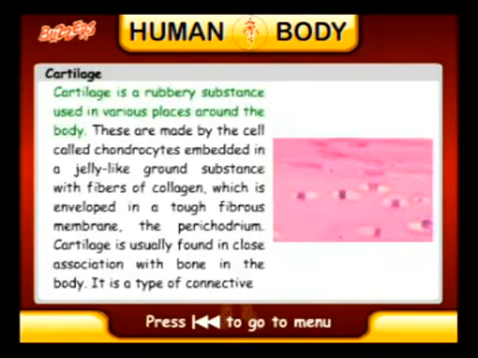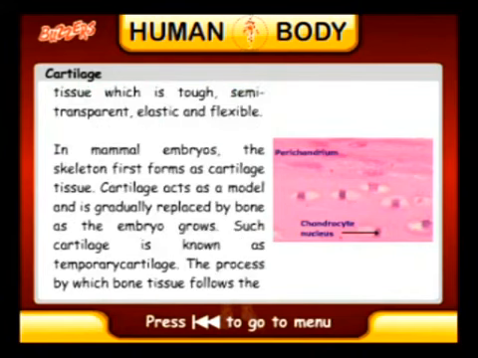Cartilage. Cartilage is a rubbery substance used in various places around the body. These are made by the cell called chondrocytes, embedded in a jelly-like ground substance with fibers of collagen, which is enveloped in a tough fibrous membrane, the perichondrium. Cartilage is usually found in close association with bone in the body. It is a type of connective tissue which is tough, semi-transparent, elastic and flexible.